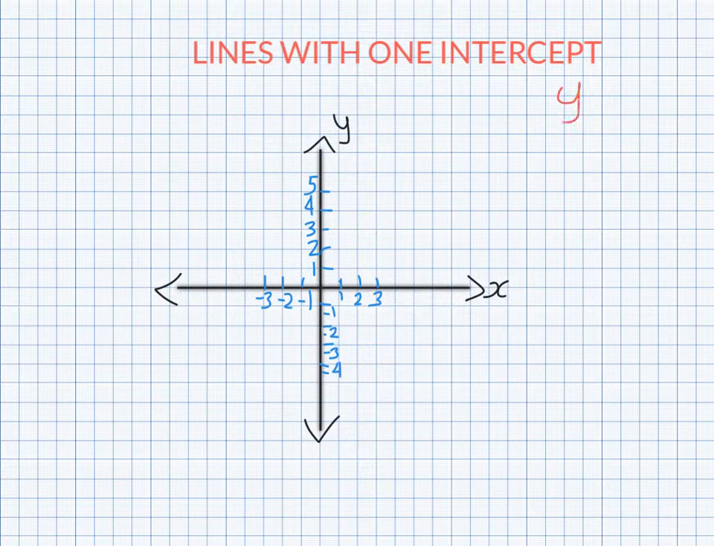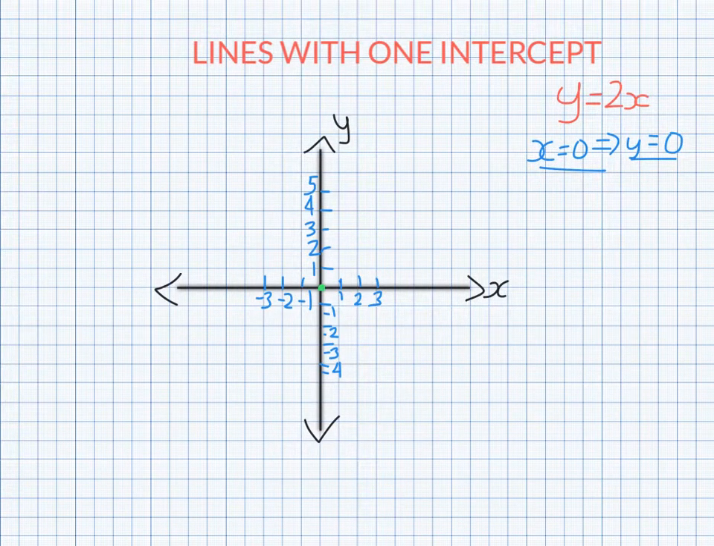Let's say I wanted to graph y equals 2x. If I try to use the x-y intercept method, if I say x is 0, that will mean y is 2 times 0, which is 0. But if I let y equal 0, then x equals 0. What's happening here for the line y equals 2x is the x-intercept is 0 and the y-intercept is 0. Both the x and y intercept are the same point, the origin, 0, 0.